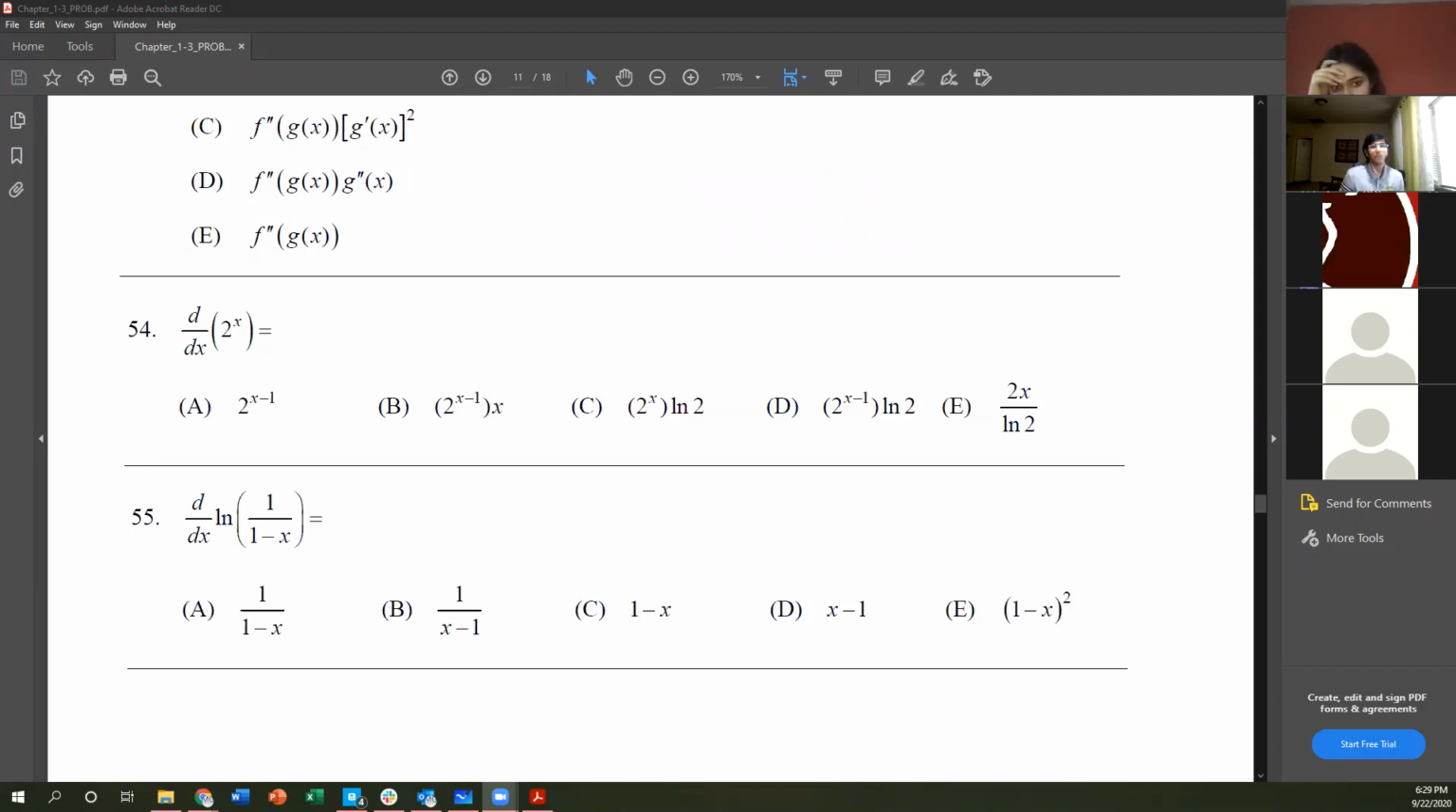I don't know. Okay, for this one, what is the derivative of this one? This one you should be able to do just right off the top of your head. Anyone, just blurt it out.